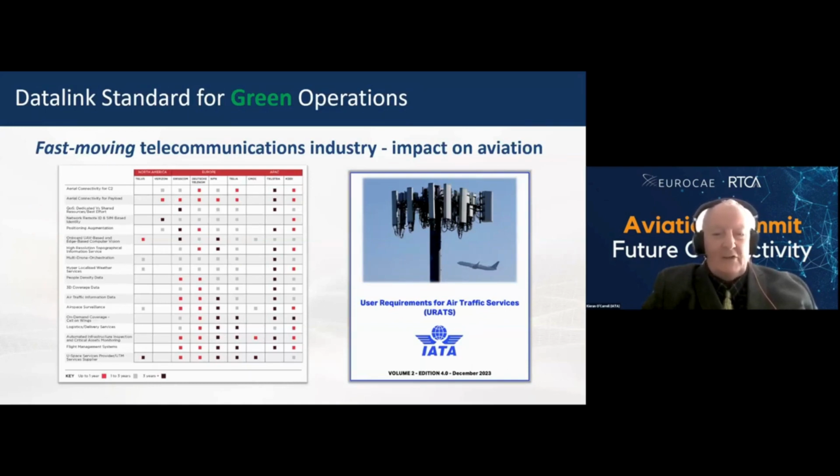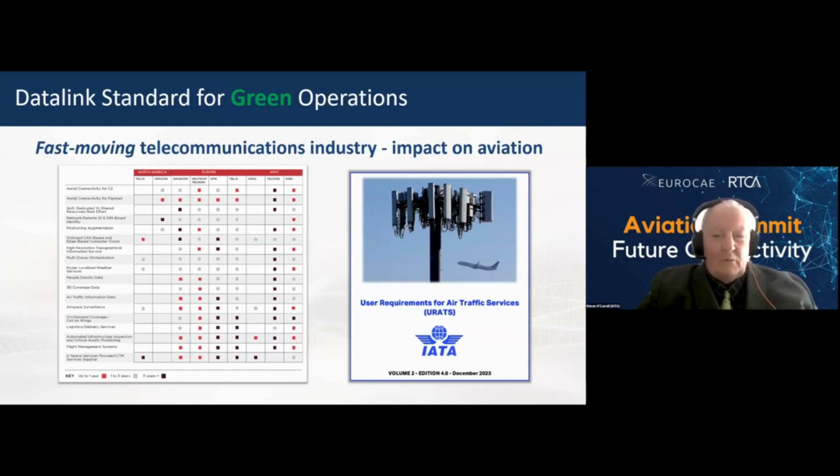Certainly, a lot of it relates to UAS, UTM, but basically don't think for a moment that this won't move into more conventional avionics. So IATA is currently working on the new edition of our user requirements for air traffic services. You see it on the right. We hope to publish it in December.